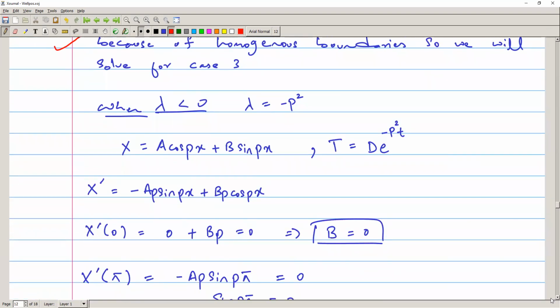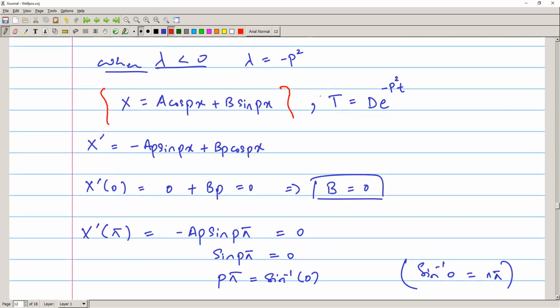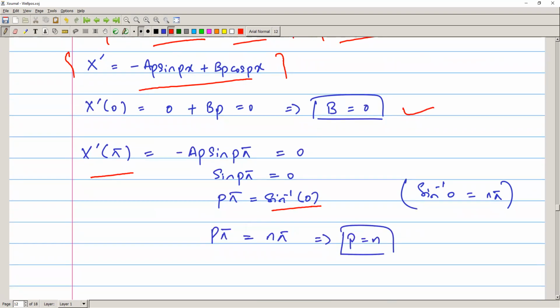So now we'll solve for case 3, that is lambda is equal to negative p squared. Now we are very much familiar with this process, right? So X is equal to a cos px plus b sin px, and T is equal to this function. X prime will be equal to negative ap sin px plus bp cos px. Therefore, X prime of 0 is equal to 0 plus bp. From here, we will get b is equal to 0. From X prime of pi, we will get the value of p, because sin p pi will be equal to 0. Therefore, p pi is equal to n pi, right? So p will be equal to n, because this pi will cancel, and p is equal to n only.